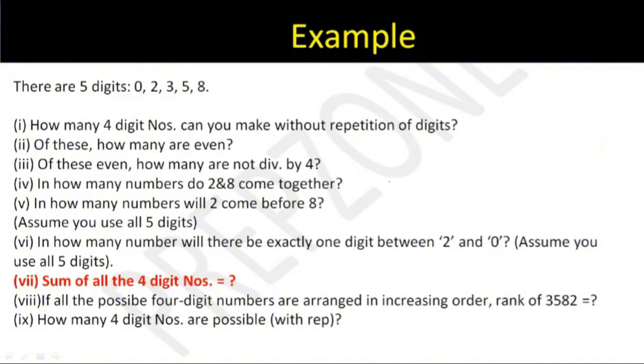Everyone should be able to solve this question now. Come on, simple question. In how many numbers will there be exactly one digit between 2 and 0? I think almost everyone has solved it. Can anyone explain it to me? How do we solve this question?